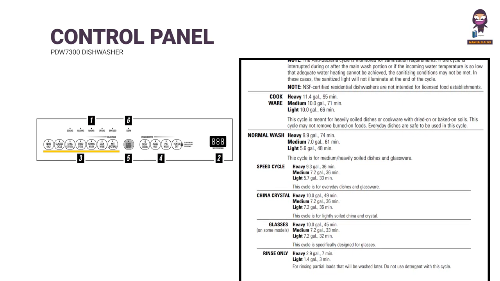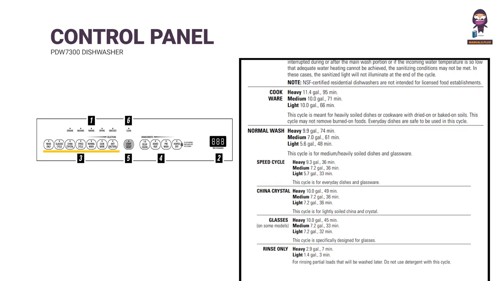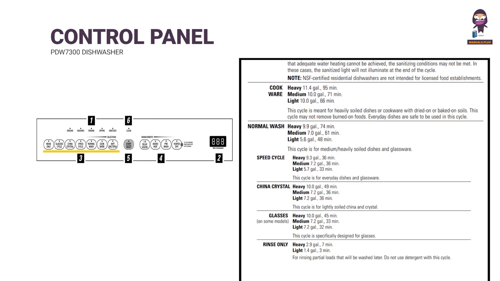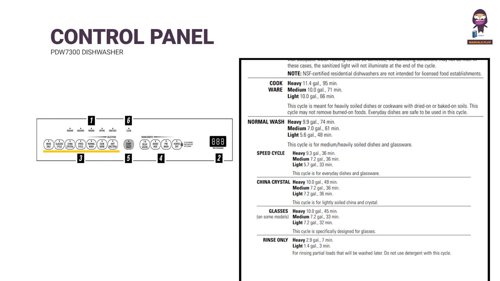Speed cycle: heavy 9.3 gallons or liters, 36 minutes. Medium 7.2 gallons or liters, 36 minutes. Light 5.7 gallons or liters, 33 minutes. This cycle is for everyday dishes and glassware.